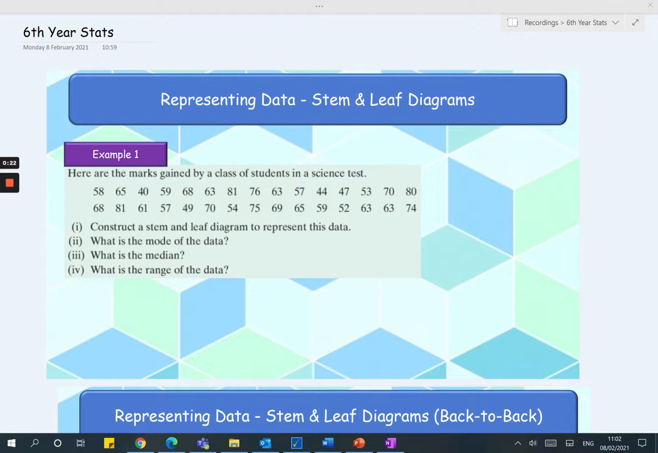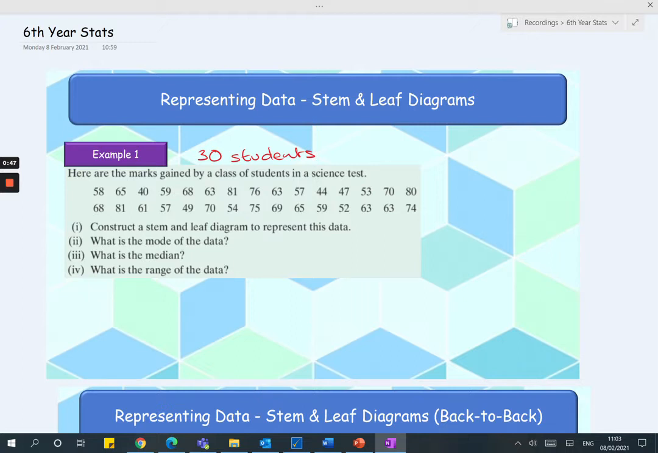The first thing I would always do is make sure I know how many students they're representing. So I have 1, 2, 3, 4, 5, 6, 7, 8, 9, 10, 11, 12, 13, 14, 15. And because there's two lines, 15 times 2 means in total there's 30 students in this class, okay? Which would be something I'd always add in. Construct a stem and leaf diagram to represent this data.